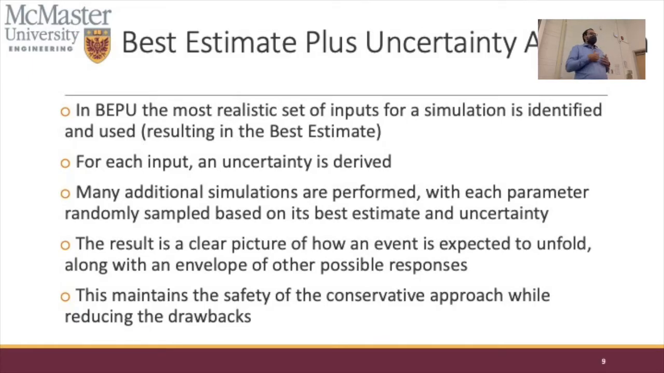We can then perform many additional simulations where each parameter is randomly sampled based on what we think it is and what we think the uncertainty is on that. The result gives us a clear picture of how the event is expected to unfold. That comes from our best estimate. And it gives us an envelope of all the other possible and reasonable responses. So the advantage of this is that it maintains the safety of the conservative approach, but it significantly reduces those drawbacks I was talking about.